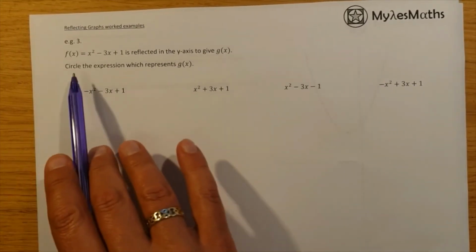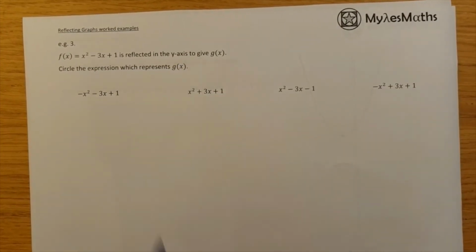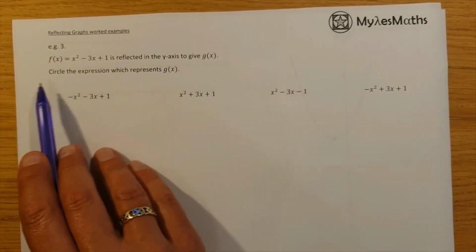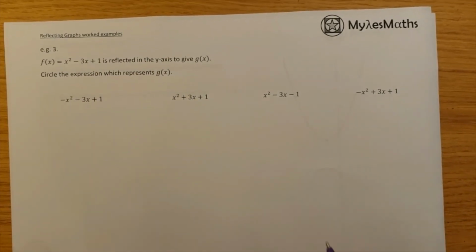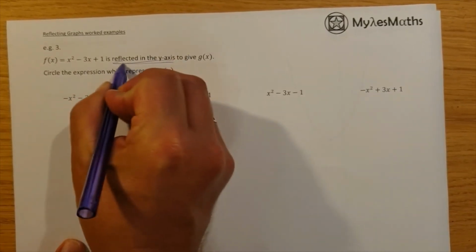Look, f of x equals x squared minus 3x plus 1 is reflected in the y-axis to give g of x. Circle the expression which represents g of x. Okay, so it's reflected in the y-axis. Right, let's just underline that.